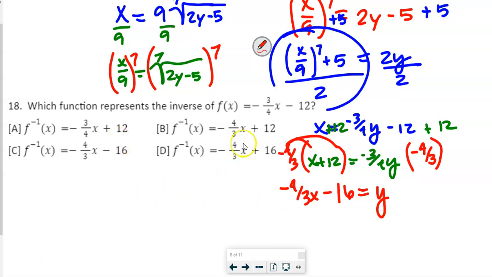So which one of these matches our answer? It's not that one because that's a negative 3/4. Okay. All the others are negative 4/3. But which one has a negative 16? It's this one right here. Okay.